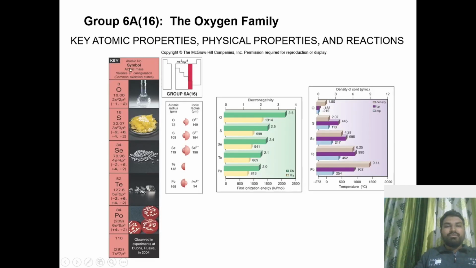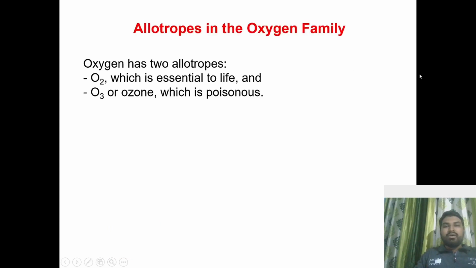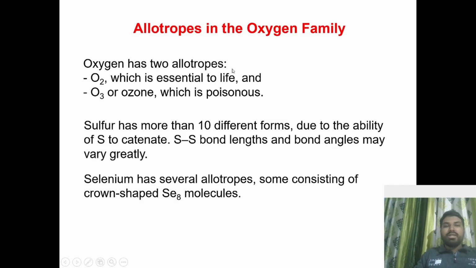And these are the oxygen family members as I have shown here: ionic radius, electronegativity and density. Now these are the reactions of group 16 elements and allotropes of the oxygen family. Oxygen has two allotropes, O2 and O3. O2 is oxygen and O3 is ozone.